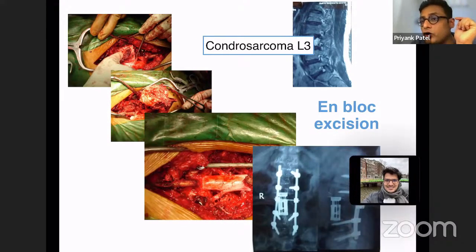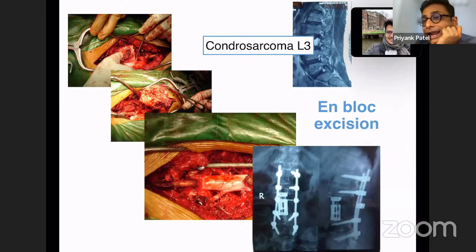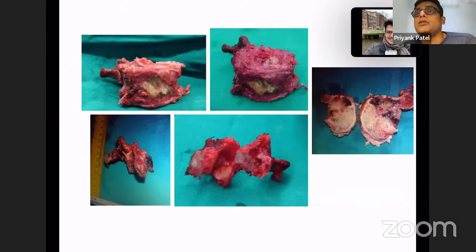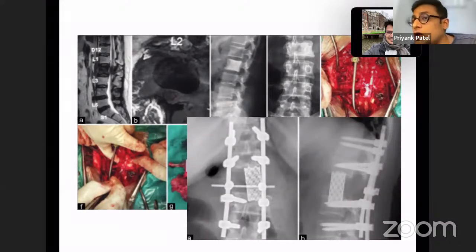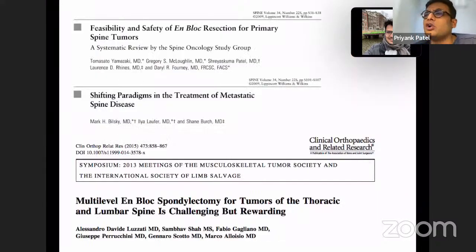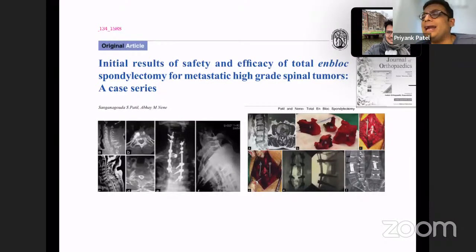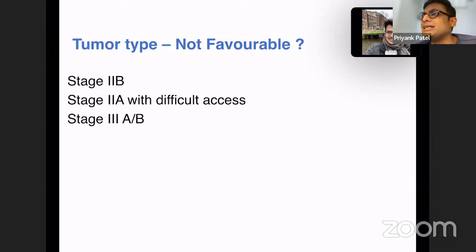At the end of the day, what you're going to see is that the entire L3 vertebral body, along with the anterior and posterior element, is out of the spine. That is basically what en bloc spondylectomy is, and that's how your specimen is going to be seen afterwards. Similar type of cases which I'm showing where L2 spondylectomy was done, and that's how your x-rays are going to look. It is already published, it's out there, and it is a high-end surgery, a lot of complications, a lot of problems, but yes, that's an option.